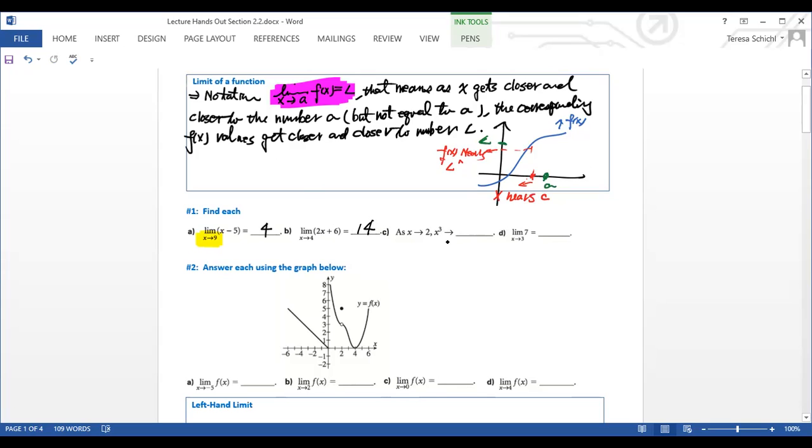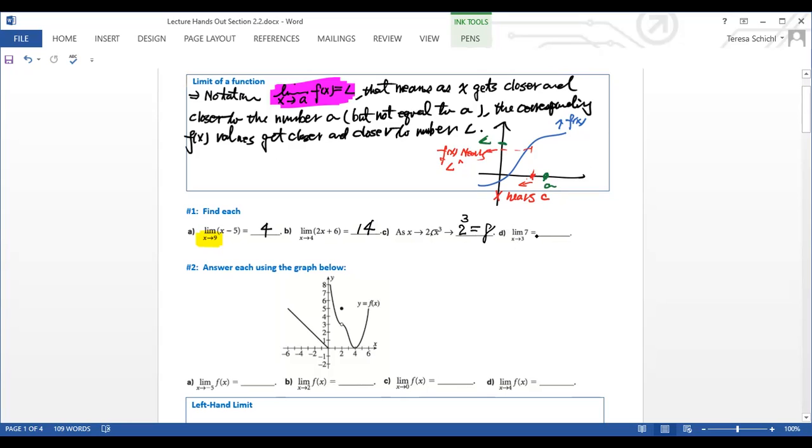Now the next one. For this example, when x gets closer and closer to 2, what is this value going to be? This one is going to get closer and closer to 2 to the third, so we're getting closer to 8.